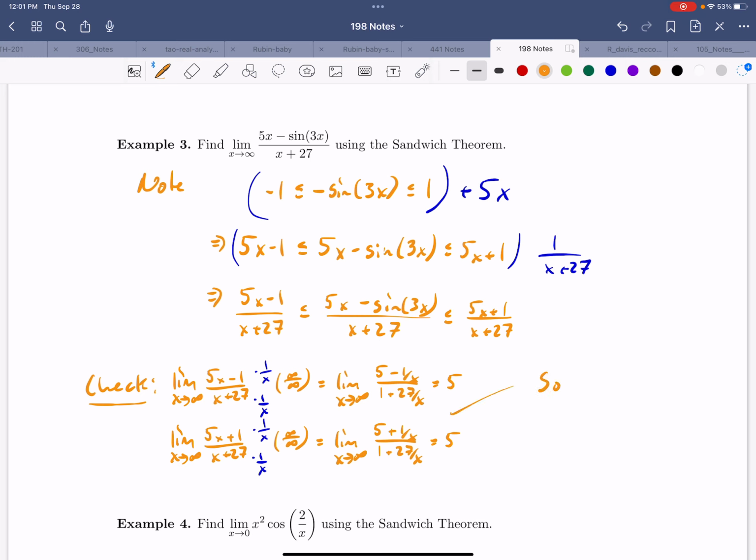And so remember, we always have to say, by the sandwich theorem, we have the limit as x approaches infinity of 5x minus sine of 3x all over x plus 27 equals 5. Not 0 in this case, but it's 5. Okay? So that's how you do that problem.